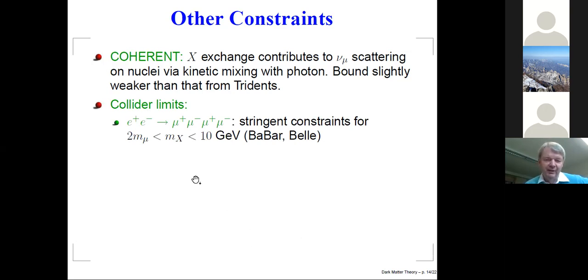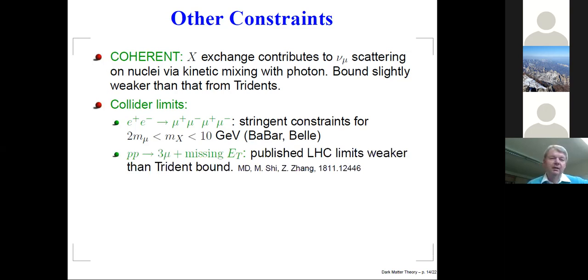However, only in this mass range. First of all, the X boson has to be able to decay into 2 muons, so it must be heavier than 2 muons, heavier than 220 MeV or so. And of course, you have to be able to produce it at this low energy B factory type experiment. So the X mass must be less than 9 or 10 GeV. So both BaBar and Belle published limits on that, and they are in fact pretty stringent.